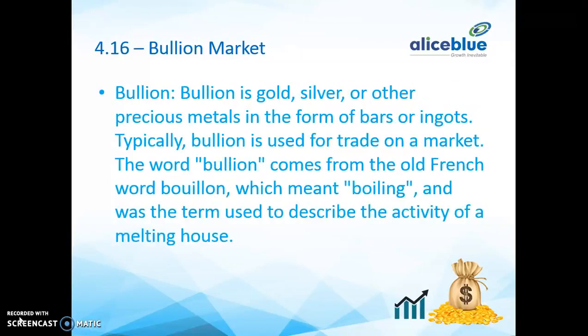The bullion market. Bullion is gold, silver, or other precious metals in the form of bars or ingots. Typically, bullion is used for trade on a market. The word bullion comes from the Old French word bouillon, which meant boiling and was the term used to describe the activity of a melting house.